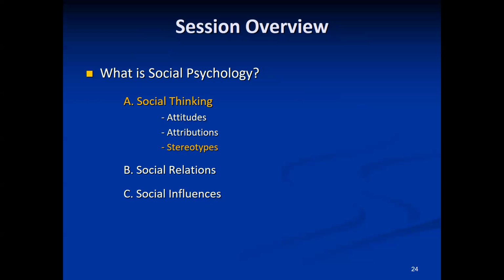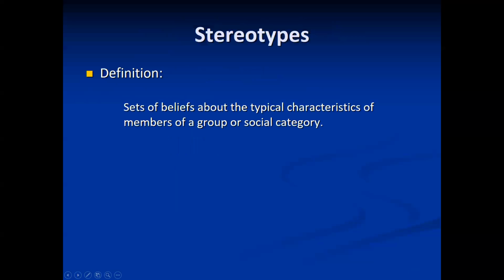A third topic relevant to social thinking, reasoning about the social world, is the topic of stereotypes. Stereotypes are sets of beliefs about the typical characteristics of members of groups or social categories. For example, the stereotype of cheerleaders is that they are physically attractive, but shallow and dim-witted.